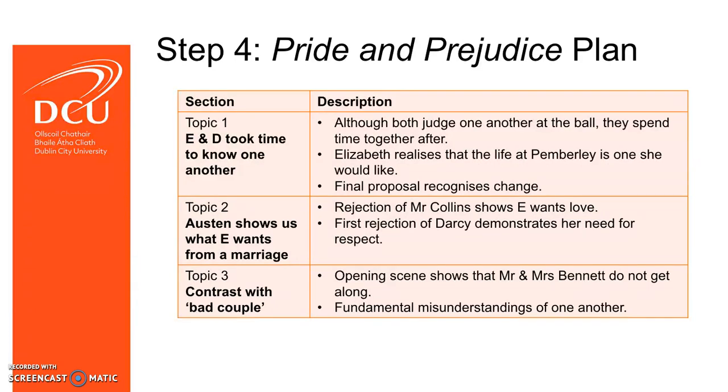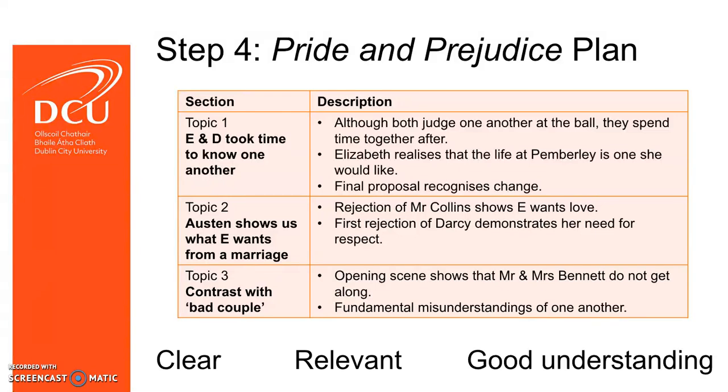In order to show that there's an ideal love relationship between Darcy and Elizabeth, you can talk about how they took the time to get to know one another, using the examples here. Following this, mention that the reader knows what Elizabeth wants from a marriage, and finally, contrast them with another couple from the novel. These are just some of the things you could mention in a question like this, but the main thing is these points are clear, relevant, and show that you have a good understanding of the novel.